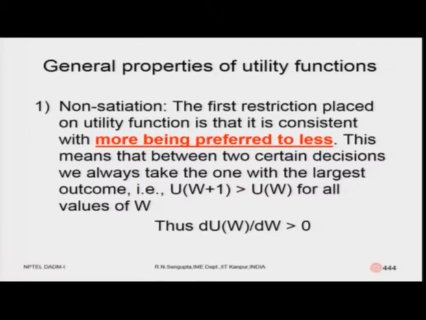Now, we will come to the important property of non-satiation. The first restriction placed on the utility function which we will consider is that more is preferred to less, which means that between two uncertain decisions that you have in front of you, we will take the one with the largest outcome. Point number 2 is that as you keep increasing the wealth, we will assume that the utility will also increase. So, we will want more and more as the wealth increases.